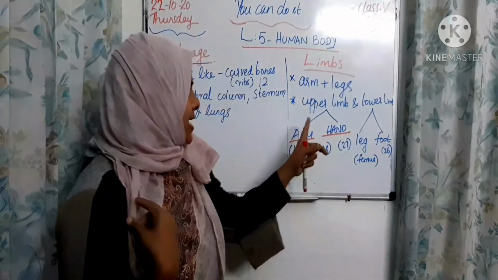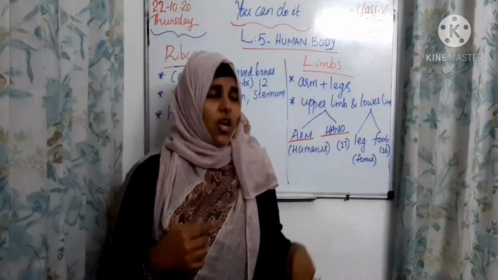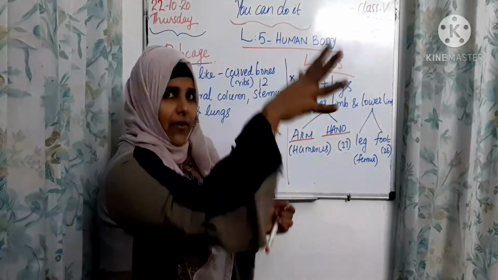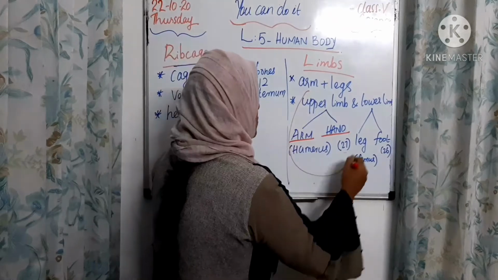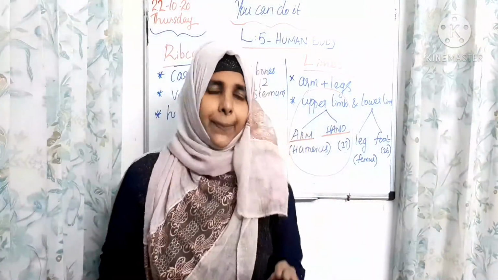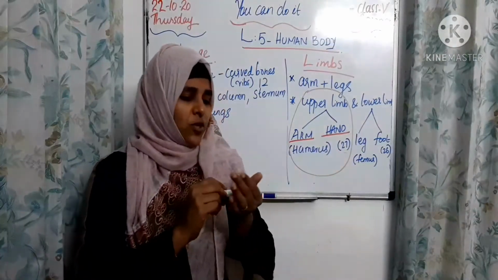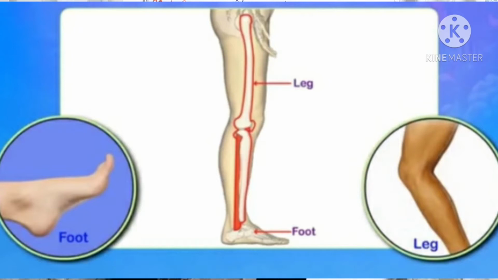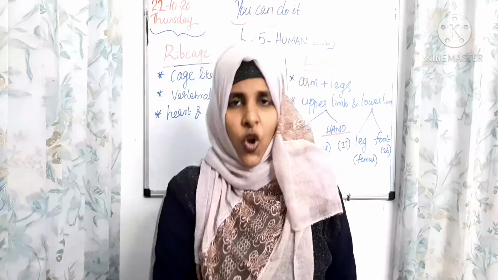Okay. Then next we are going to learn about the lower limb, that is, about our leg. So here our hand is finished. Next I am going to teach you about our lower limb. This lower limb is made up of our leg and foot. Leg and foot. The leg has an upper leg and a lower leg.